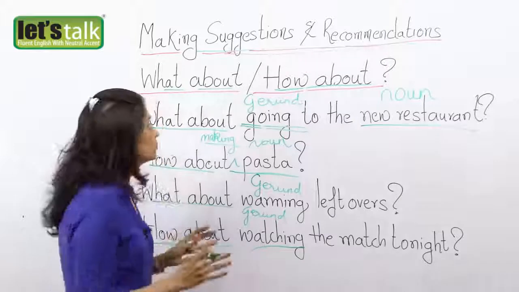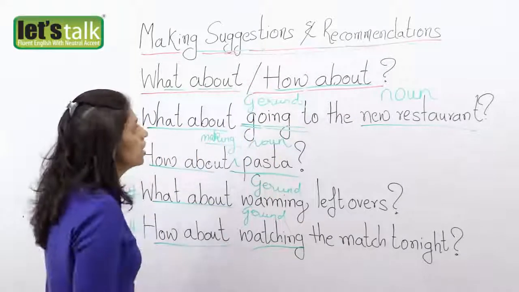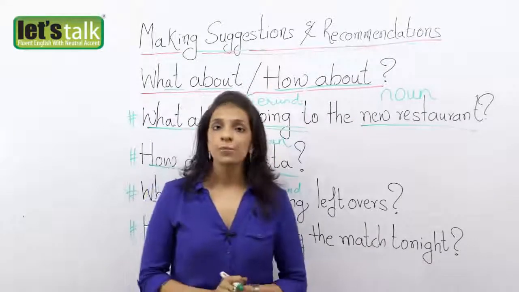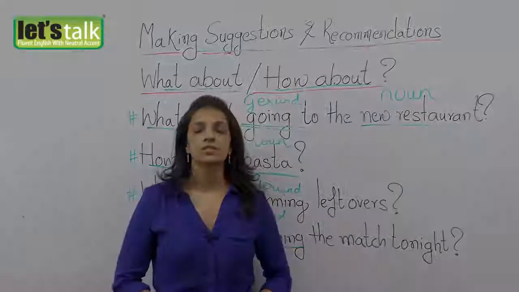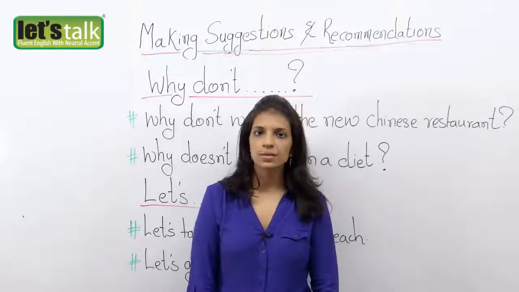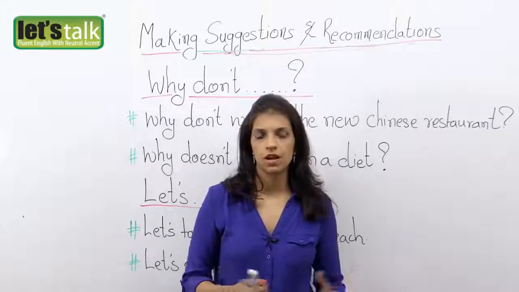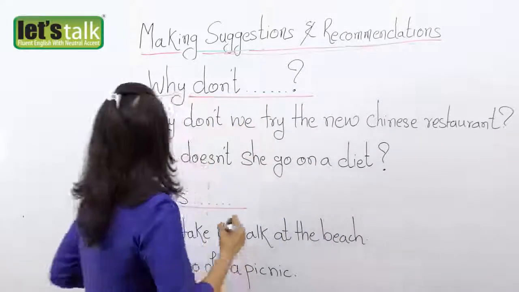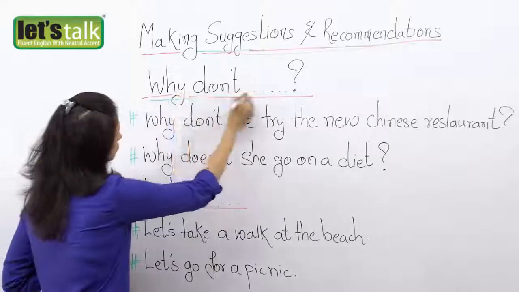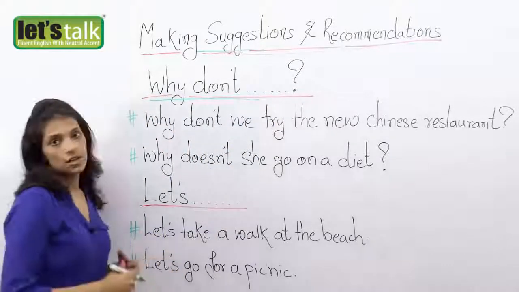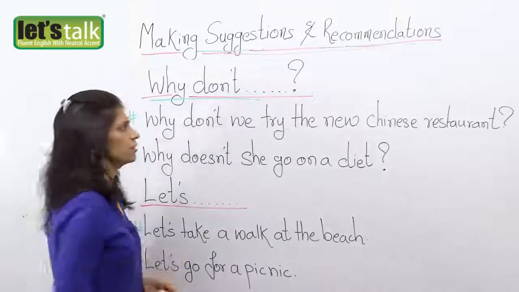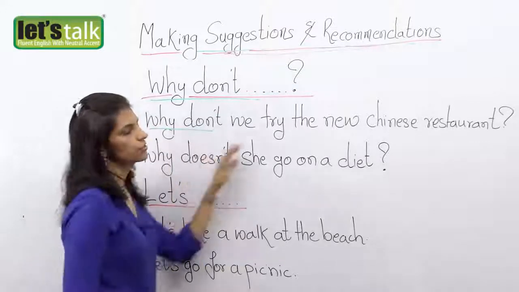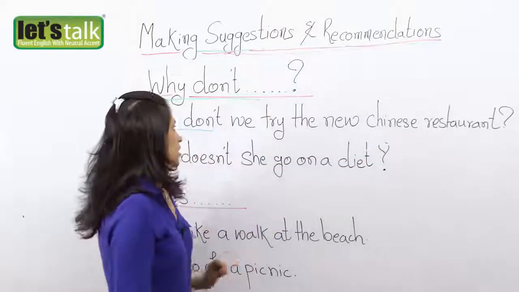Okay, so I hope these two structures are very clear to you, what about and how about, when you make recommendations or suggestions. So now let's take a look at some more sentence structures on how to make suggestions and recommendations. Okay, my next structure is why don't. Okay. So now you say, okay, where should we go tonight? Why don't we try the new Chinese restaurant?